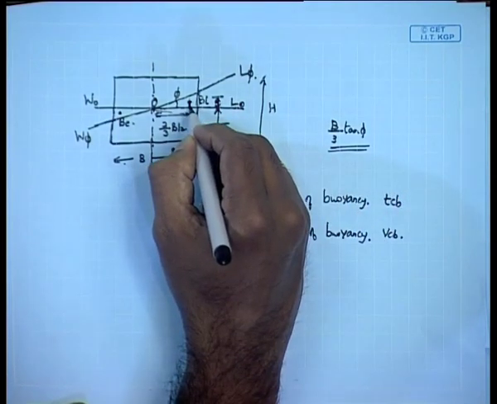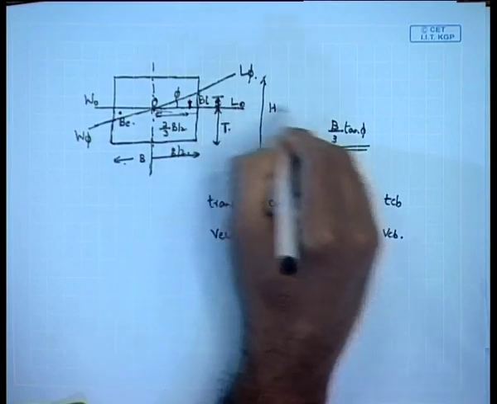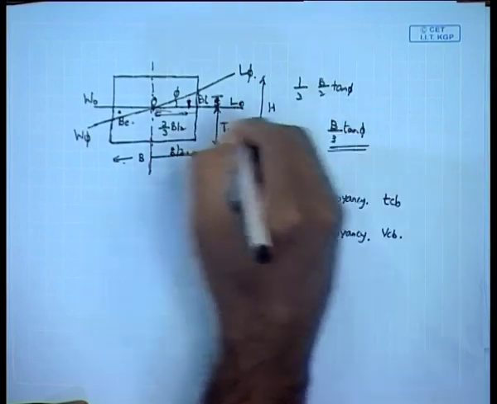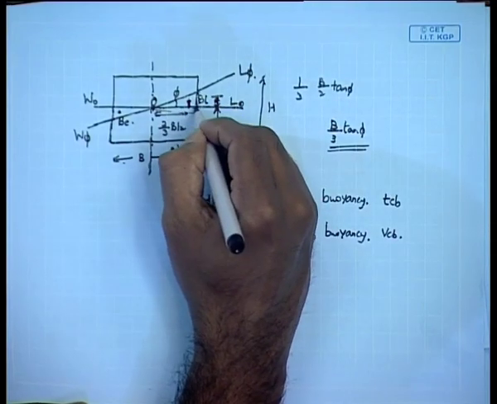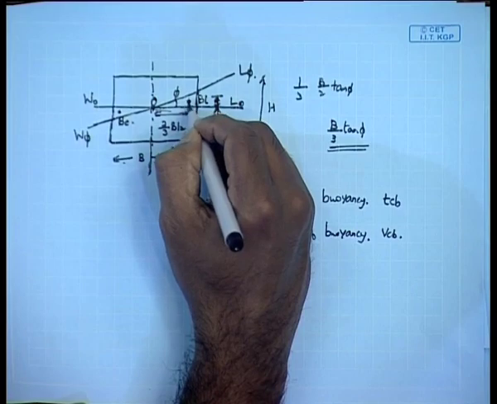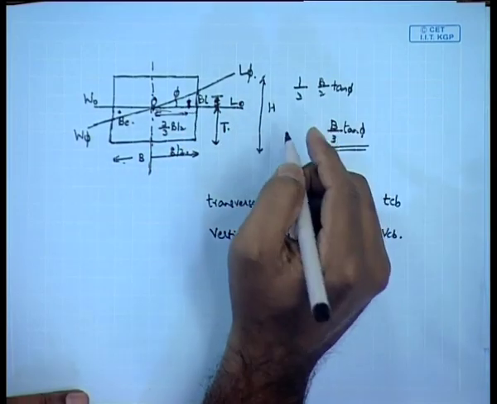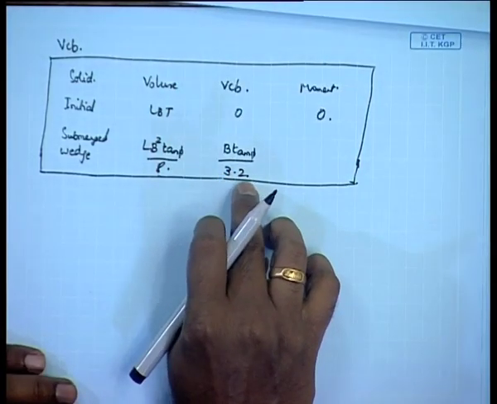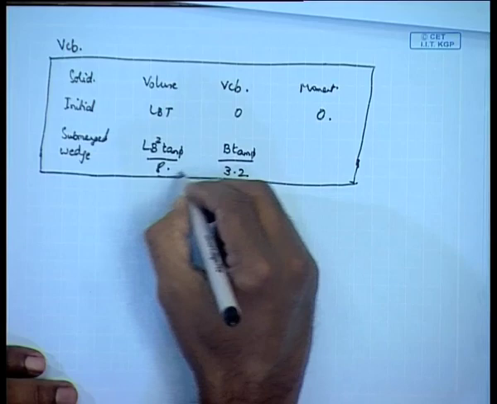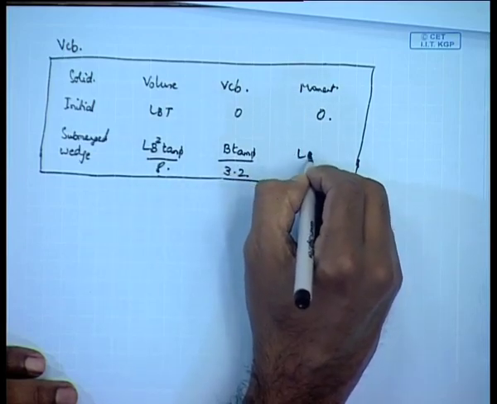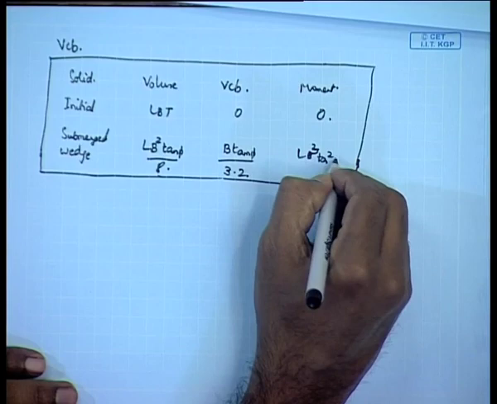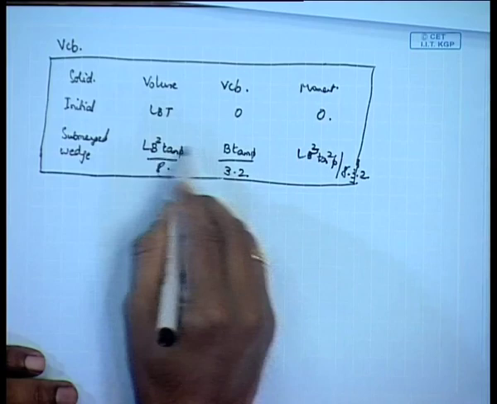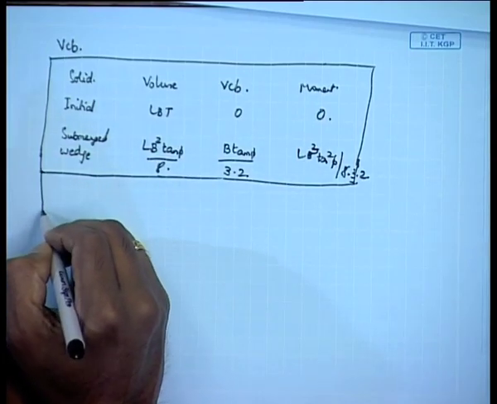It is equal to, as you can see, 1 by 3 of the distance from here, 1 by 3 of b by 2 tan phi. This distance whole is equal to b by 2 tan phi. So, this distance will be equal to b by 2 tan phi is 1 by 3. So, 1 by 3 of b by 2 tan phi, that is what this is, b tan phi by 3 into 2. So, the moment is a product of these two, which is equal to L b cubed tan square phi by 8 into 3 into 2. So, just the product of these two will give you the submerged wedge moment.